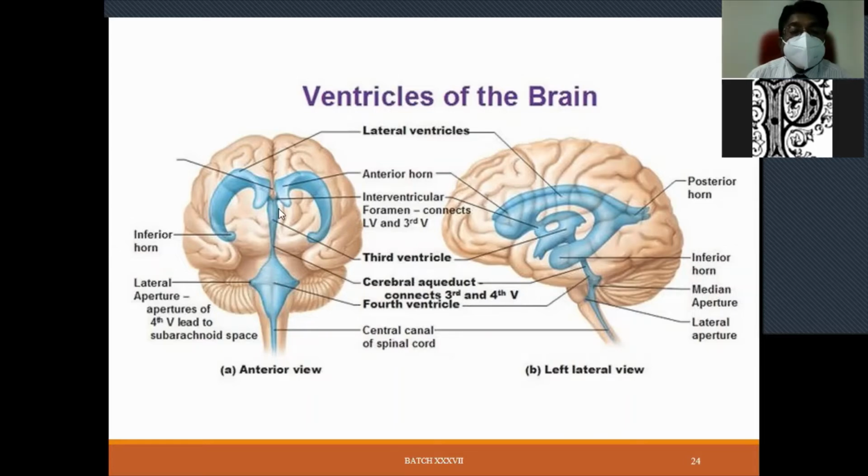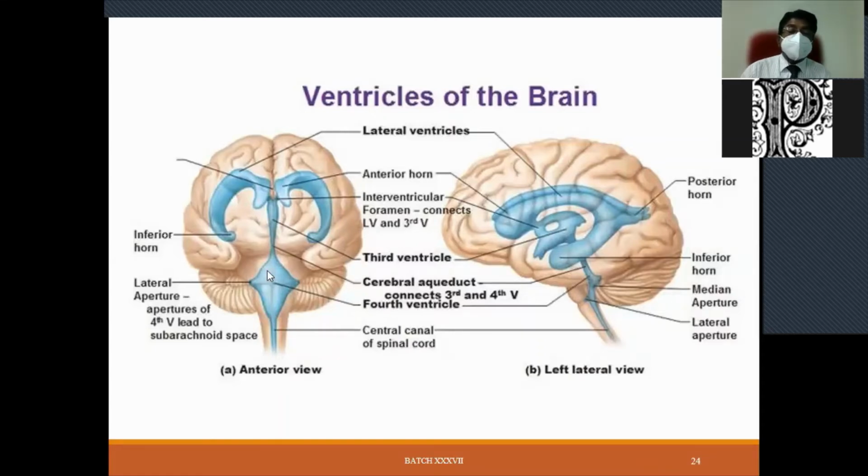And this fourth ventricle is connected to the third ventricle via a small duct, right? This third ventricle is connected to the fourth ventricle by a duct, which is called the cerebral aqueduct. So a cerebral aqueduct connects the third and fourth ventricles, right?